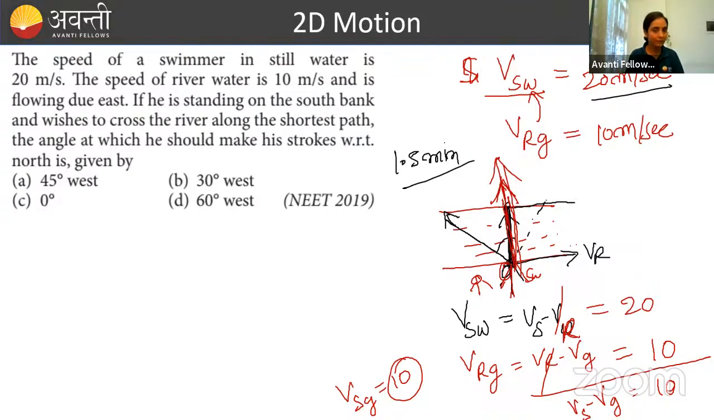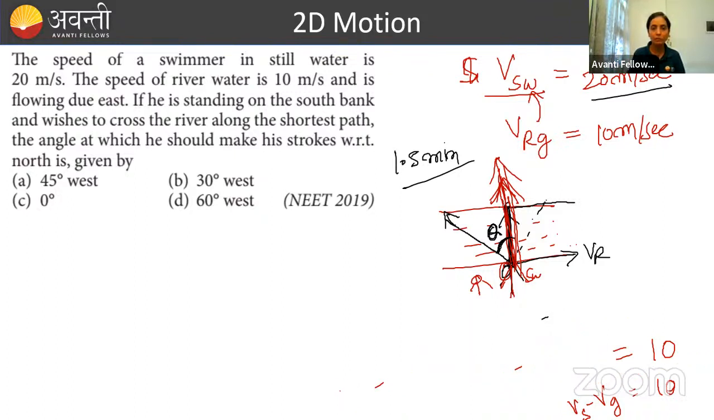क्योंकि this friend is at rest, यानी कि with respect to ground, velocity of swimmer should be in which direction? In this direction, है ना? And that is why this is how much? 10. Done. So along this direction, velocity should be what? 10. Now just see here. So suppose, this angle is how much? Theta. This angle is how much? Theta. So this one I just explained to make you understand how we deal with the thing.